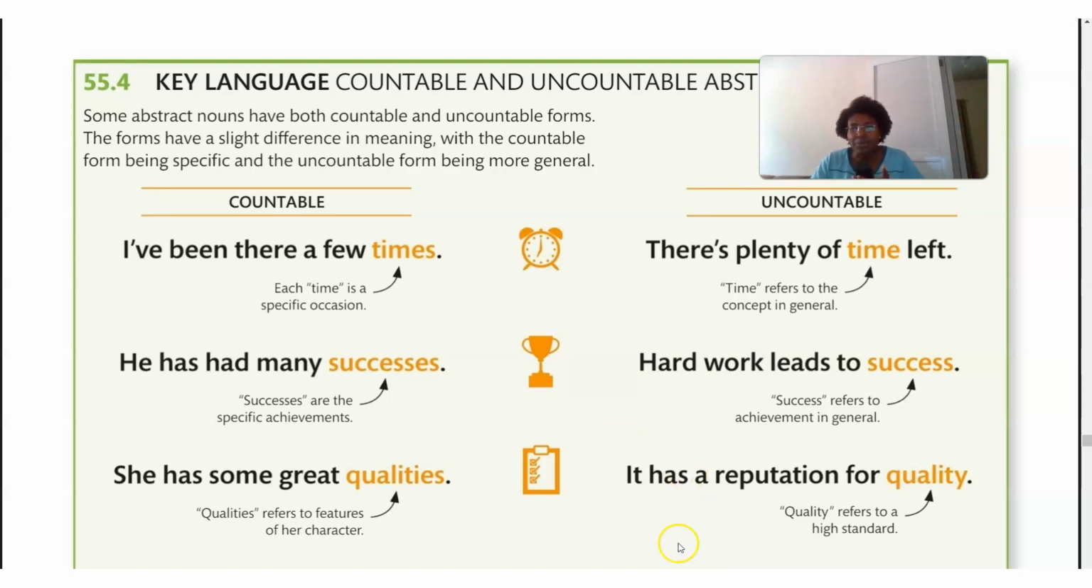Next one, it has a reputation for quality. Quality refers to a high standard. So we're not saying 1 quality, 2 quality. We're using it in a general sense. In the previous example, we use qualities to mean characteristics in someone's personality, for example. And so we can count that. So that's the difference. Same word, there's just a slightly different meaning in how we use it.